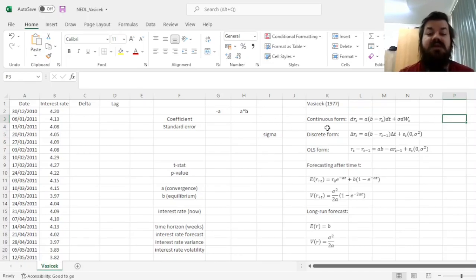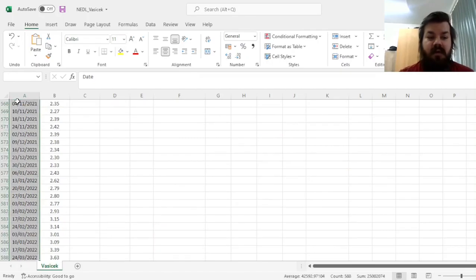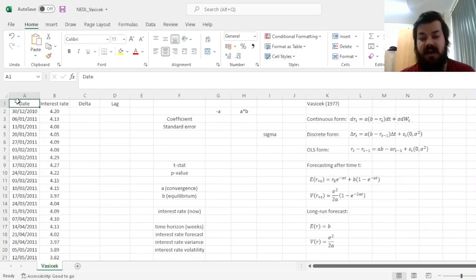So here, to test the Vasicek model and apply it to real-world data, we have got weekly mortgage rates from the United States market from year-end 2010 until the present day, pretty much. So we've got 587 weekly observations.